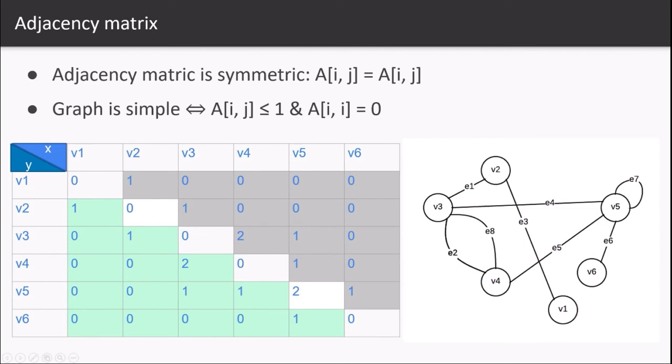A graph is simple if and only if the entries Aij, referring to the gray and the green area in the matrix, are 1 or less than 1, but are not negative, and Aii, which is referring to the center line in white, is 0.